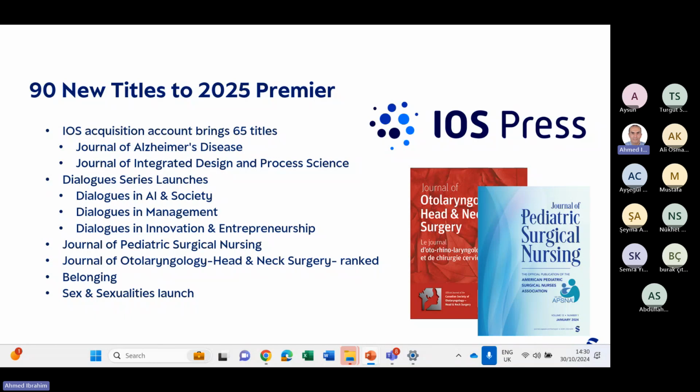Some famous journals include Alzheimer's Disease, Journal of Integrated Design and Process Science, Dialogues in Artificial Intelligence and Society, Dialogues in Management, and Dialogues in Innovation and Entrepreneurship. You can find also Journal of Pediatric Surgical Nursing, Journal of Otolaryngology, Head and Neck Surgery, and Sex and Sexualities. You'll find all of these in IOS Press.